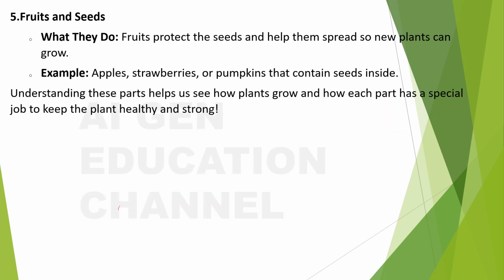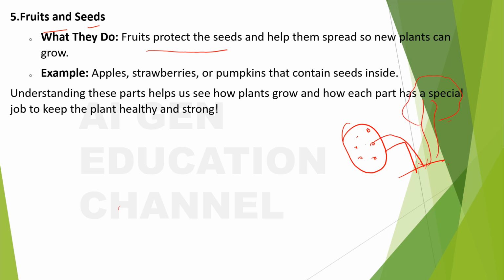Next, fruits and seeds. What do they do? Fruits protect the seeds and help them spread so that new plants can grow. So seeds are like baby plants, right? When these seeds are put into the soil, they will grow into a huge plant. So they are the carriers of the next generation. Rather, they are the next generation.